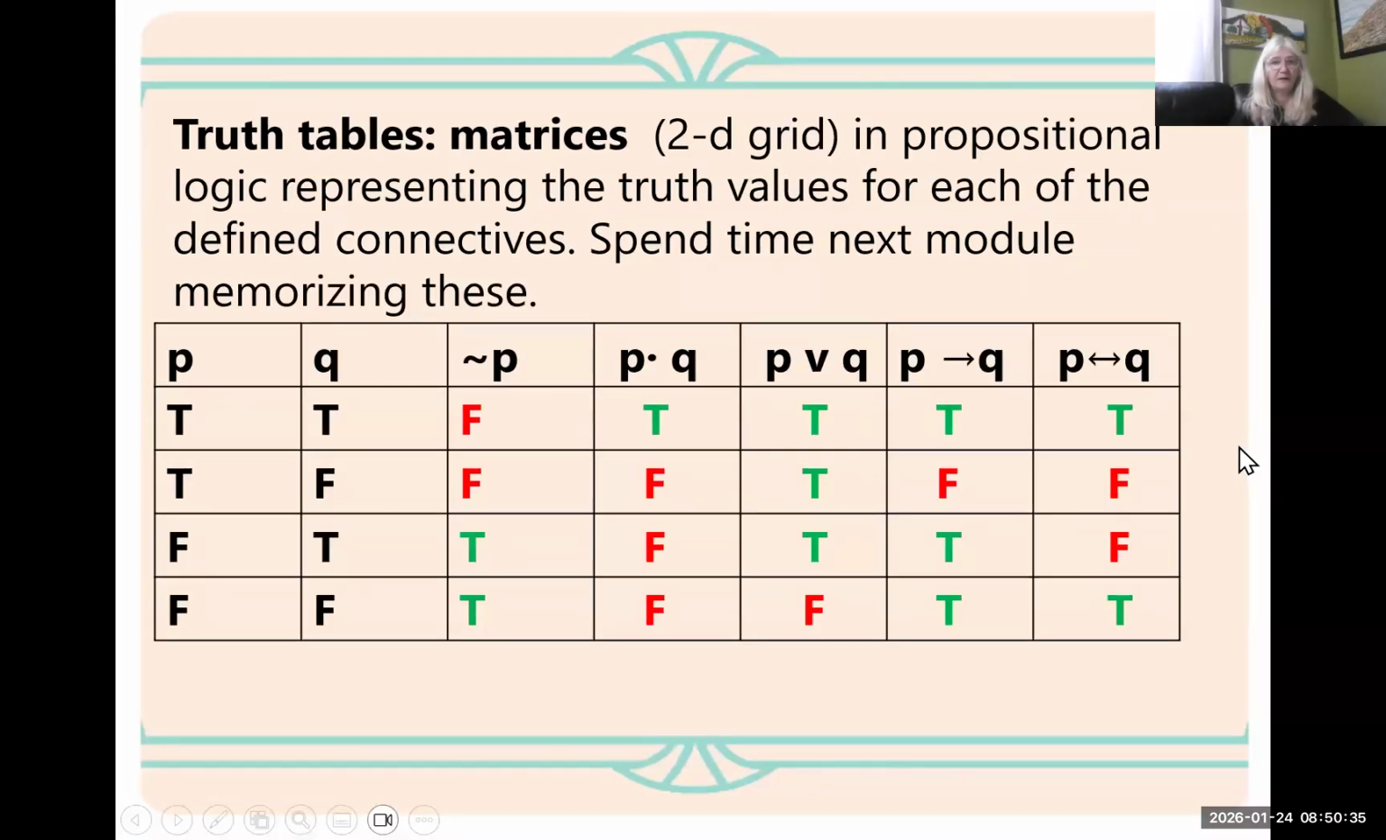I'm going to leave off here with your truth table, your matrices, which are 2D grids in propositional logic, which will represent the truth values for each of the defined connectives. Okay, so you're going to be spending time next module memorizing this, so I just want to give you a preview of this.